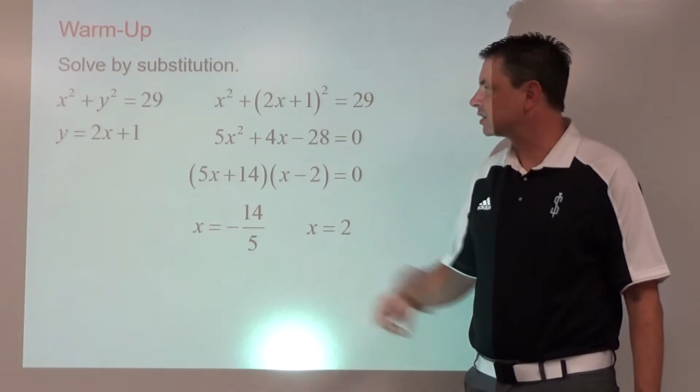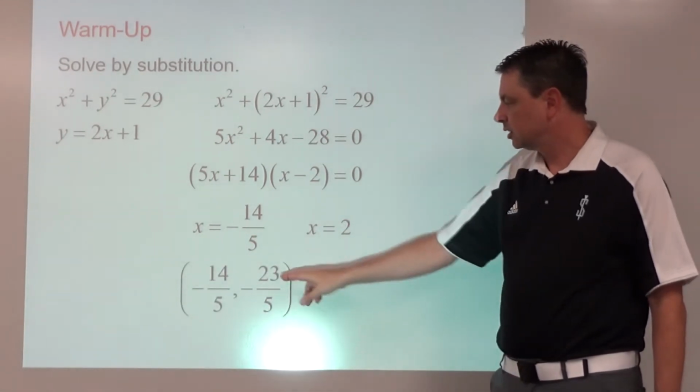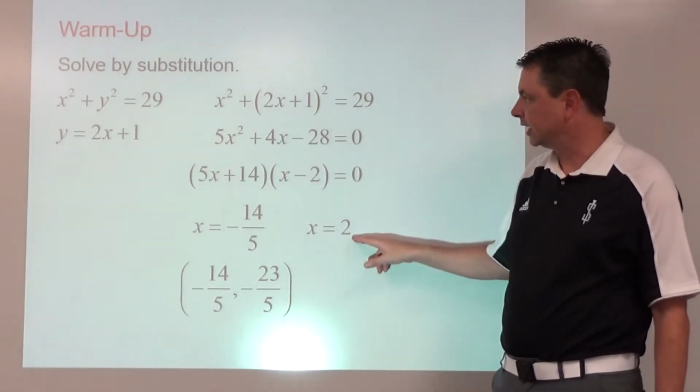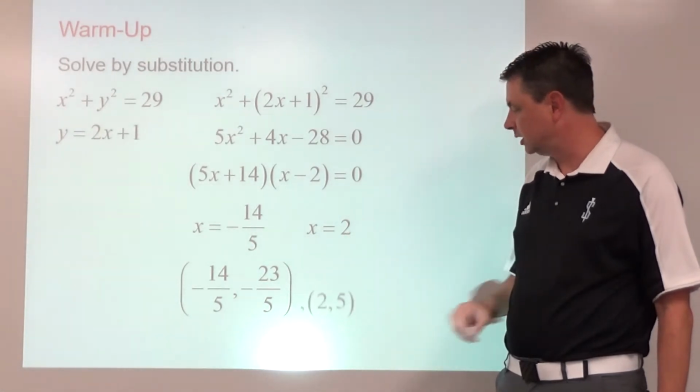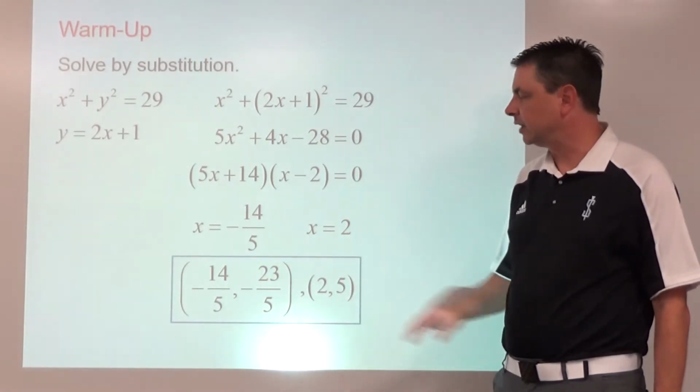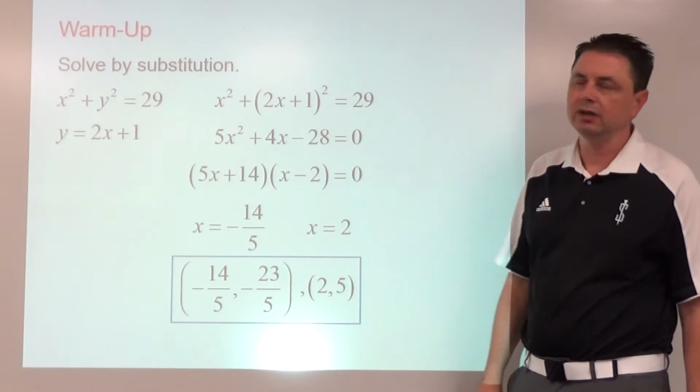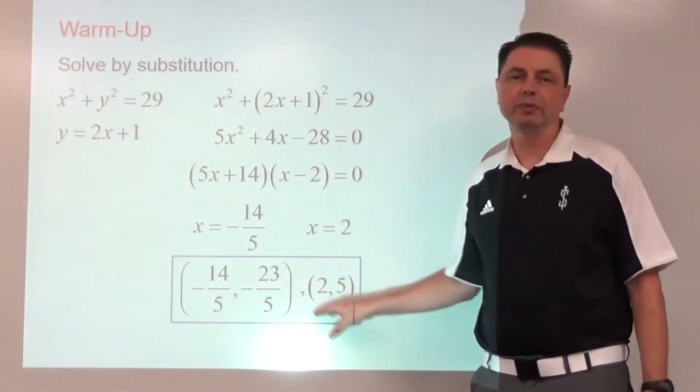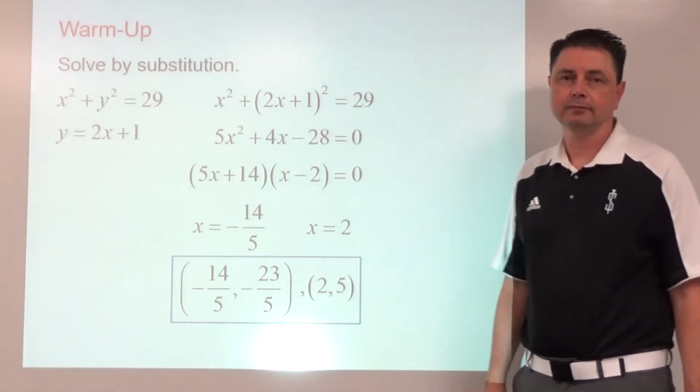So 2 times x plus 1. We get negative 23 over 5, and 2 times the 2 plus 1, we get 2 comma 5. Those are our two solutions. Were we to graph, those would be the points of intersection.